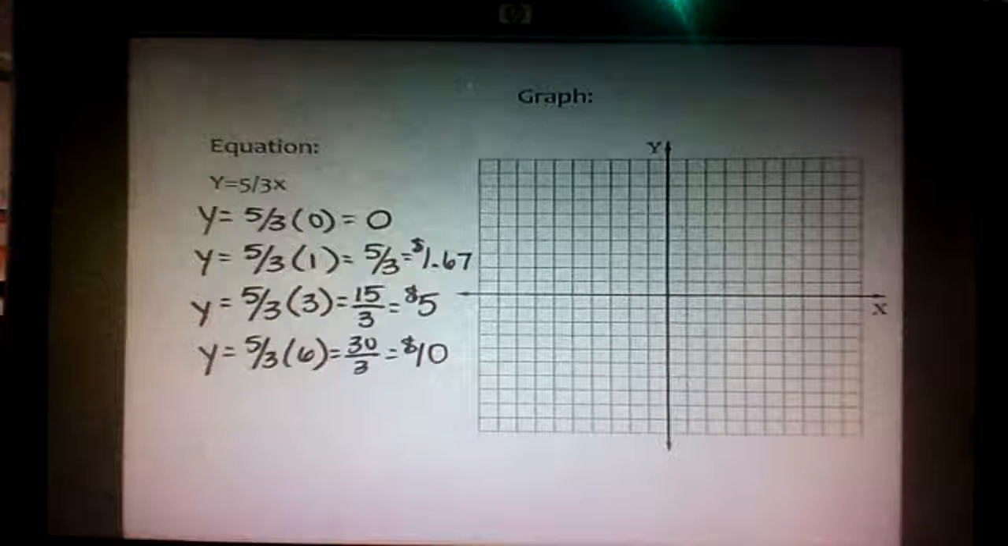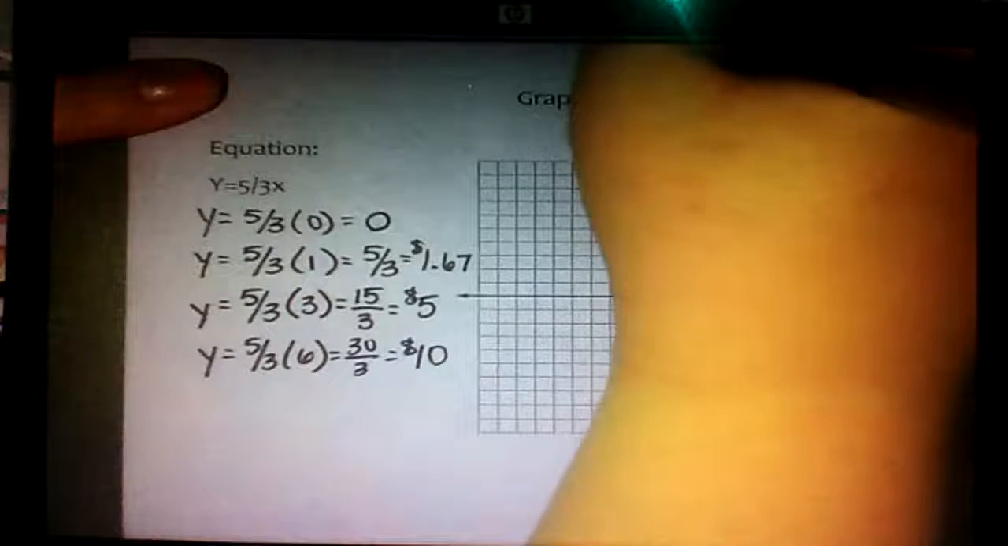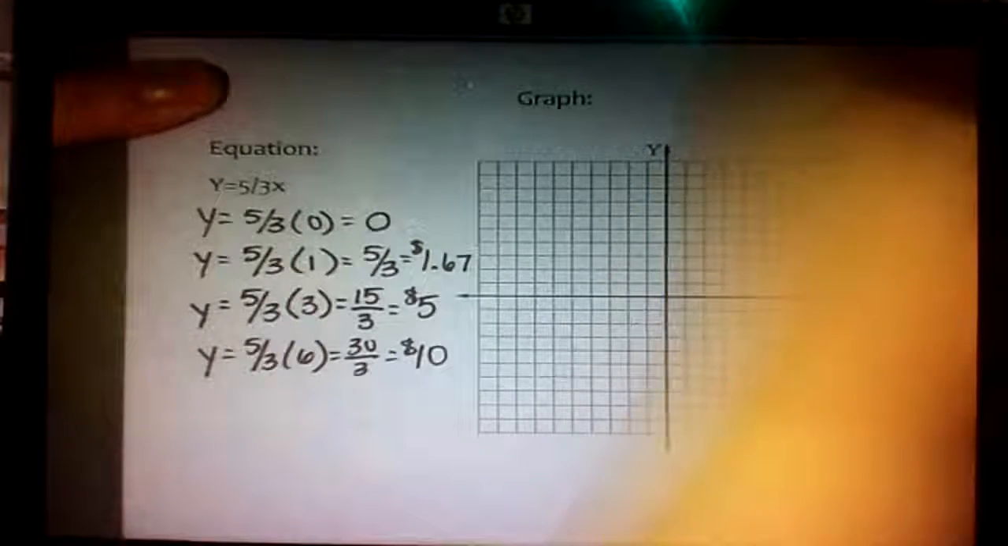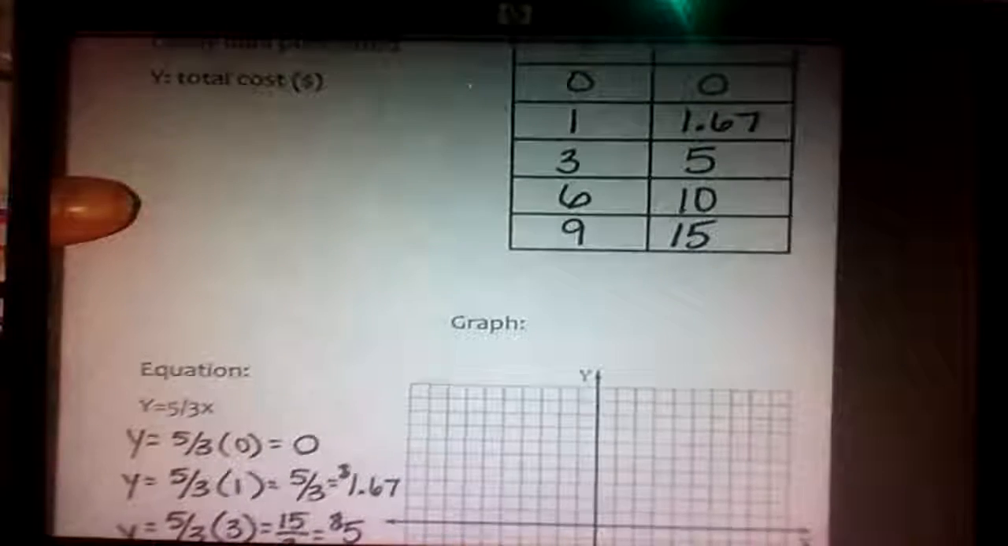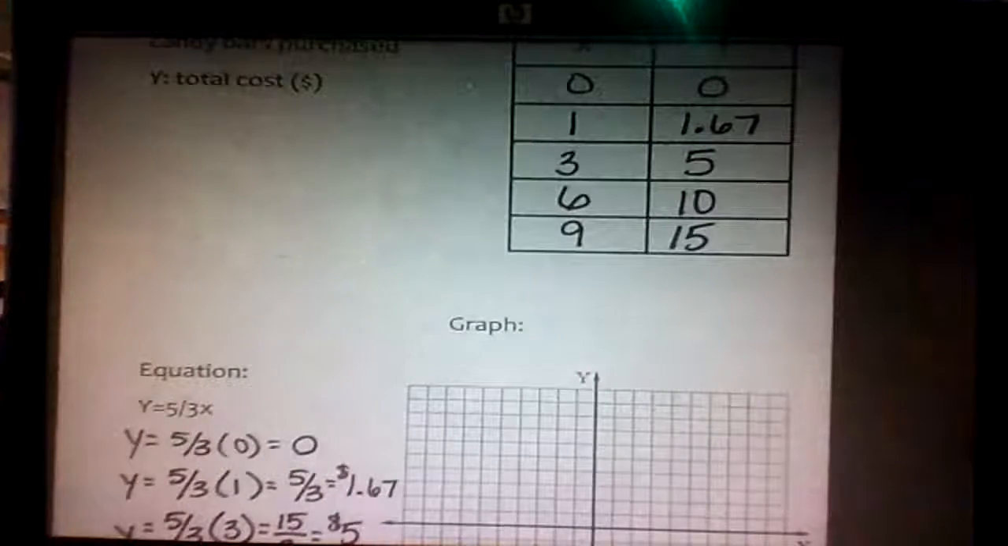What if I buy 9 candy bars? $15. Okay. 9 candy bars would be $15. So you can always pick values of x that are going to give you y's that are even numbers, so you're not dealing with the $1.67.